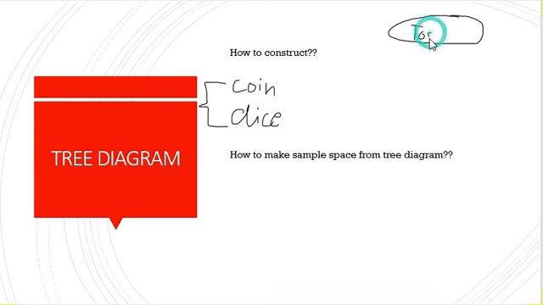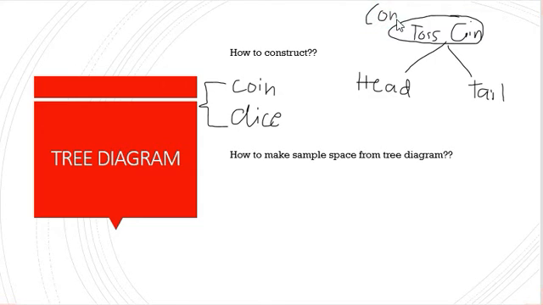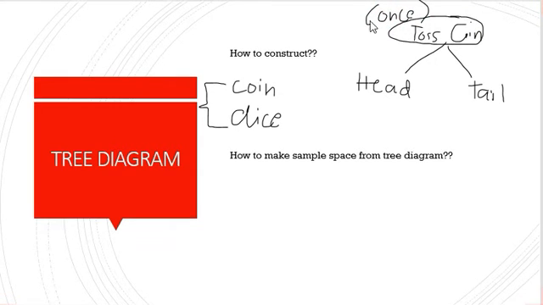So if you toss a coin, you either get a head or a tail. And remember, we only said we toss it once, so it depends on the data. If the data says you're going to toss it twice, that's another story, and that's another tree diagram. So we only toss the coin once, so the possible results are head or tail.